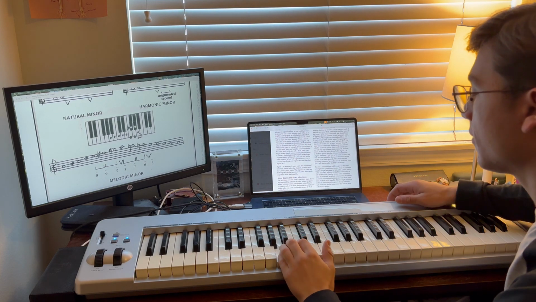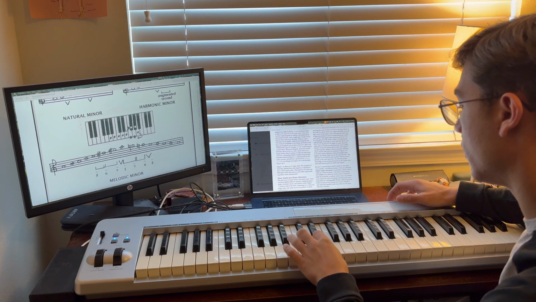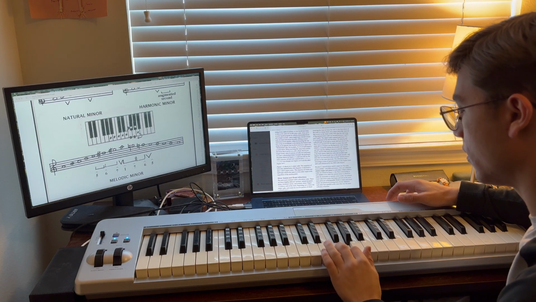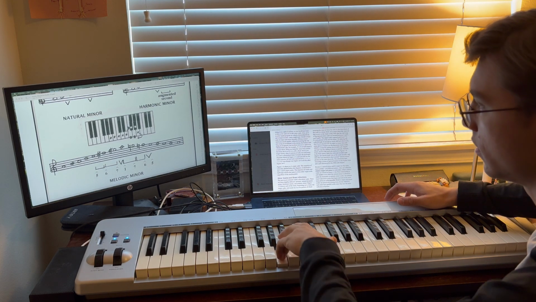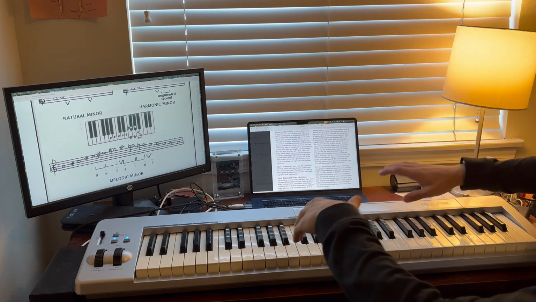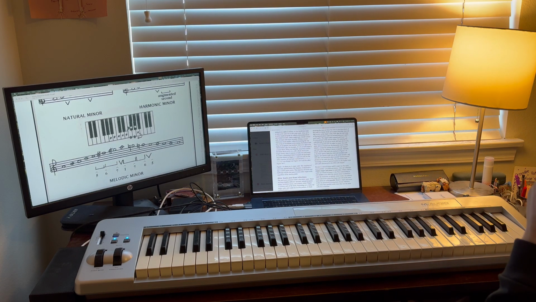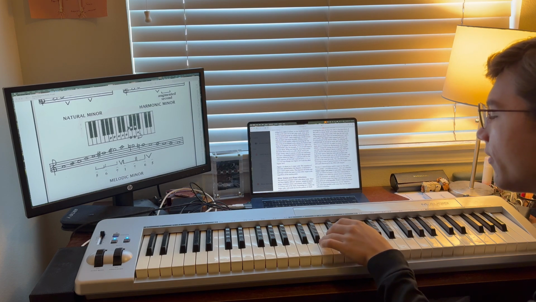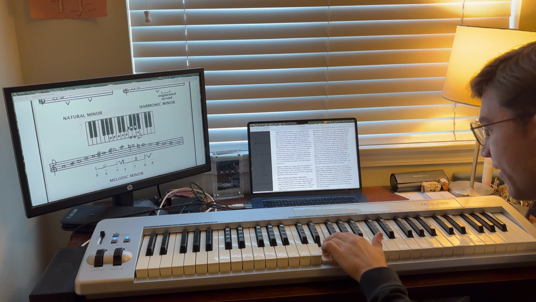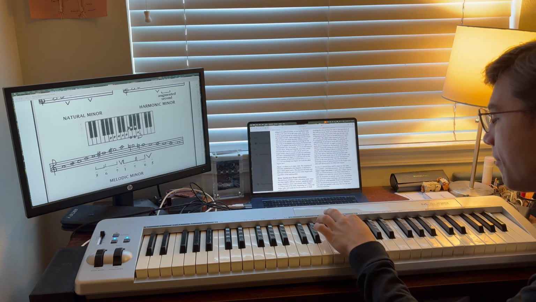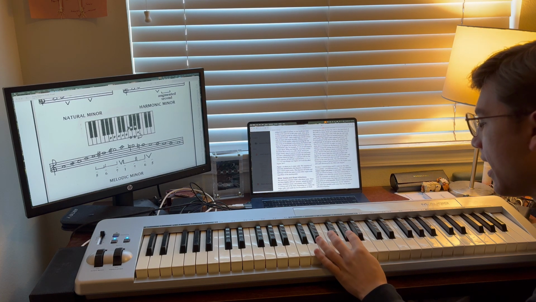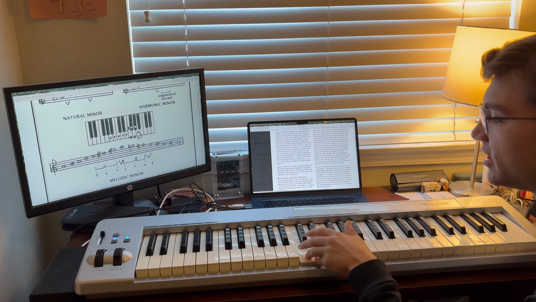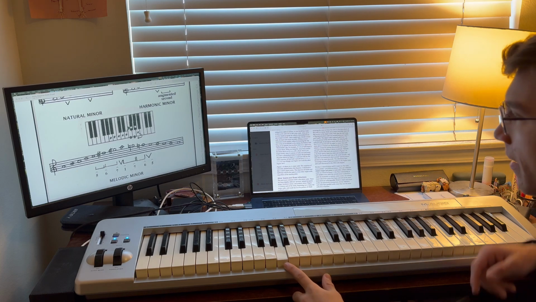So if we play that all in a row, it sounds very fun to play. So we can see that instead of an augmented second here, we just have a whole step, and then a half step, and then we go back to the natural minor there.